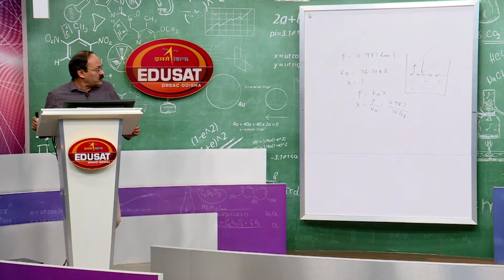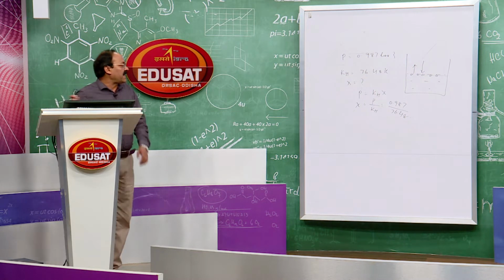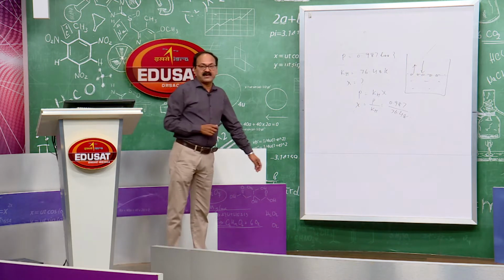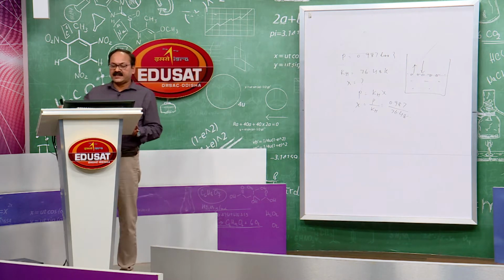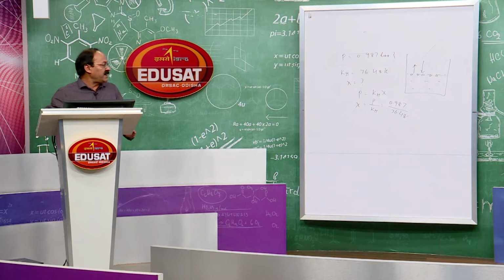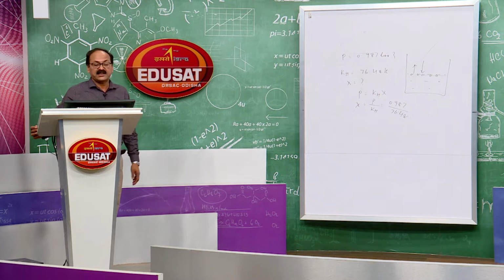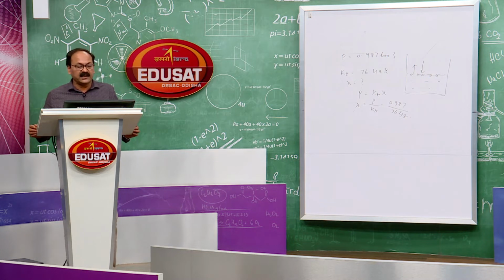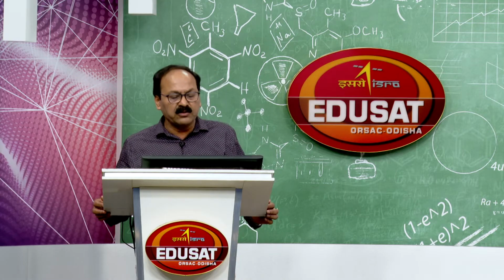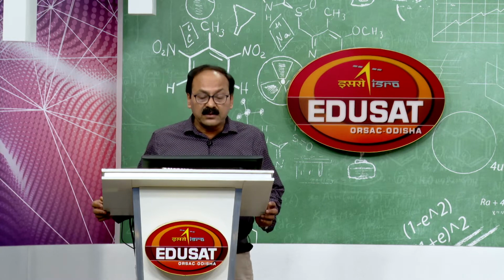Factors that influence the vapor pressure: number one, temperature. As the temperature increases, the vapor pressure increases. It also depends on the nature of the solvent. As the temperature increases, the vapor pressure of the liquid will increase.